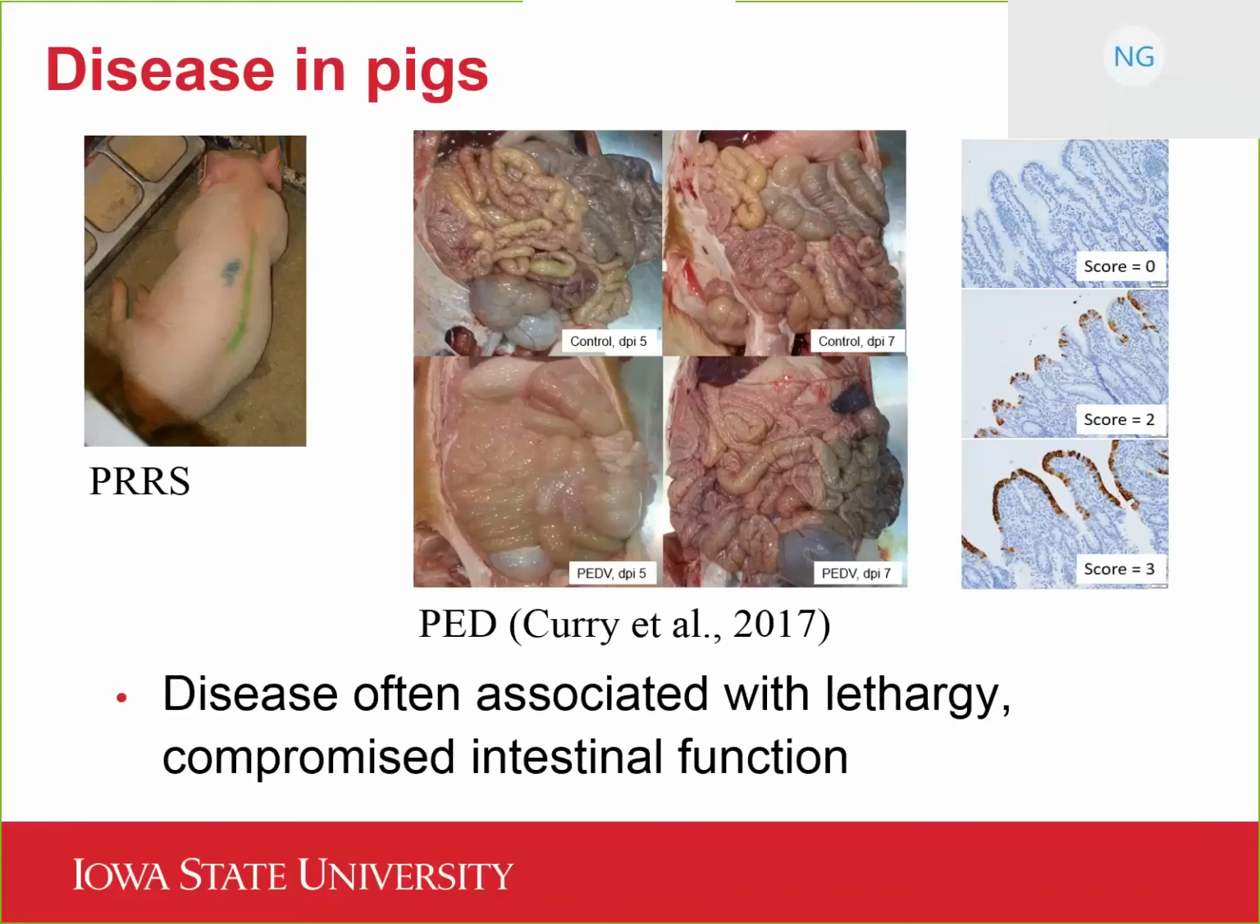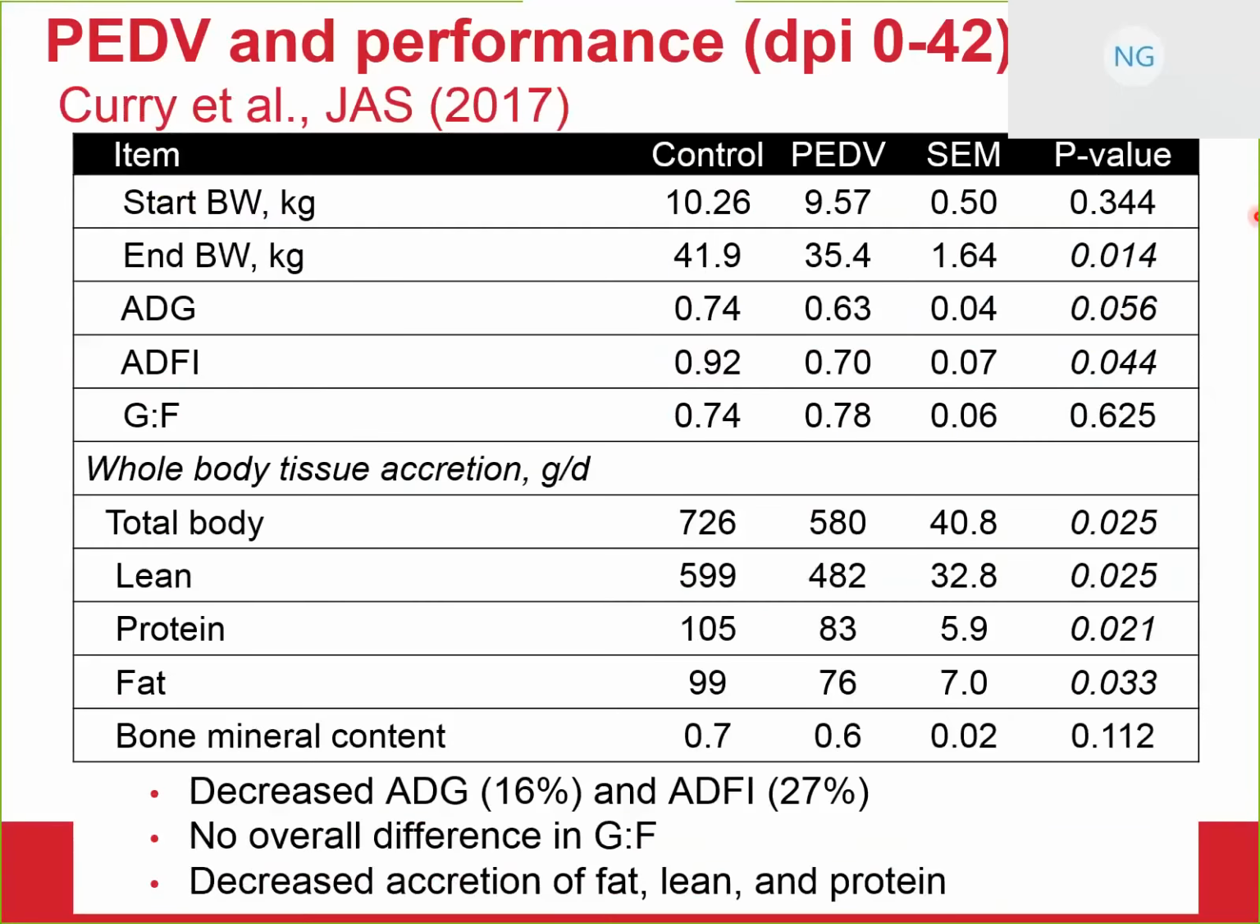And how that translates into performance parameters, we see about a 16% reduction in average daily gain over a 42-day challenge period, and a 27% reduction in feed intake over the same period. Unlike a suckling pig, these pigs shed the virus for about 7 to 10 days, and then by about 14 to 21 days, the PED virus seems to be resolving itself, and the intestines are looking more normal. But there is a lag effect with regard to tissue accretion and growth performance in these pigs.